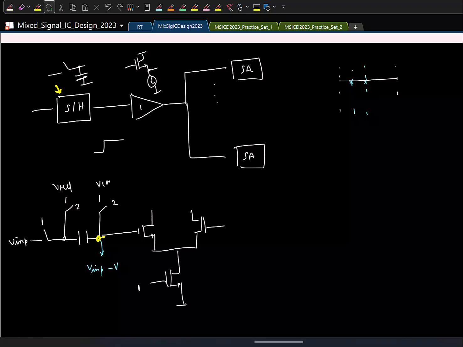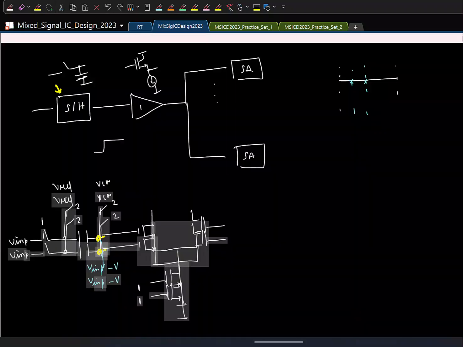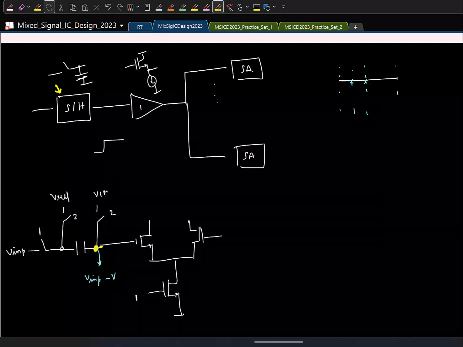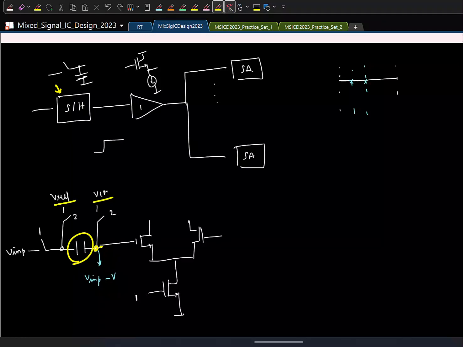Great. Now we can also do this reference subtraction in another way, a small variation to this. Here if you see this capacitor, in one phase we are charging the capacitor to the reference voltage, that is we are sampling the reference voltage onto the capacitor first, and then the input is connected here so that the input and the reference are subtracted.